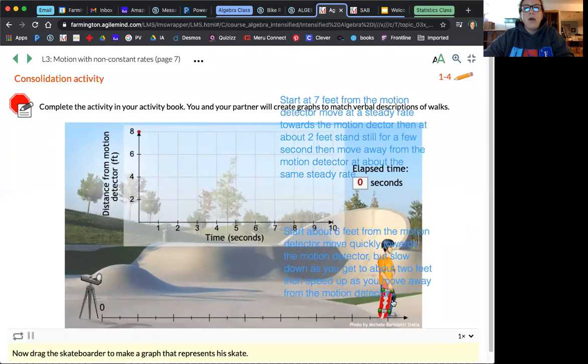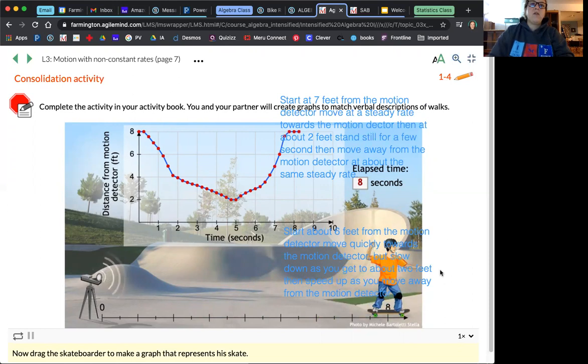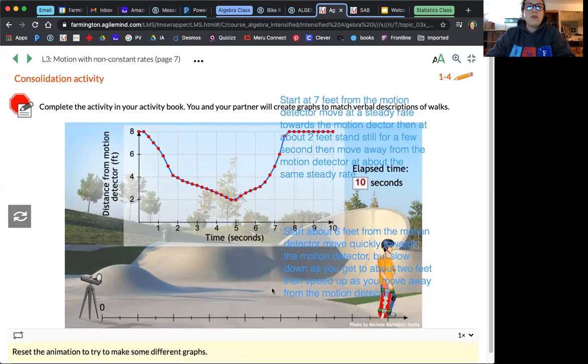We're going to use the whole graph. So we're going to start out quickly, and then we're going to slow way down. Then we're going to go slow and then go fast. Oh, okay. So not perfect, but we did use the correct motion. So we started out quickly, our rate was high, and then we slowed down, changed direction, still moving slowly, and then sped up as we ended our graph.